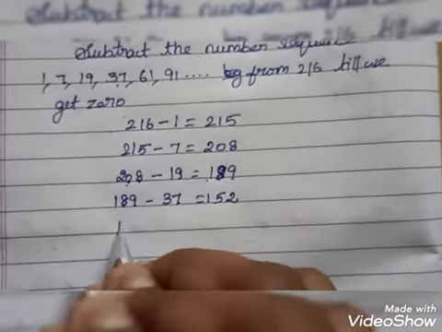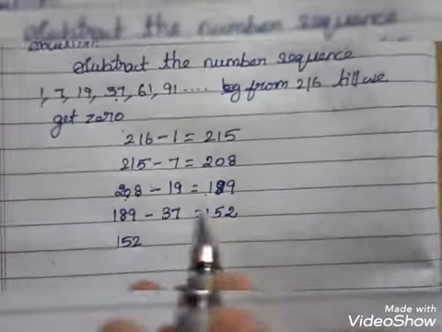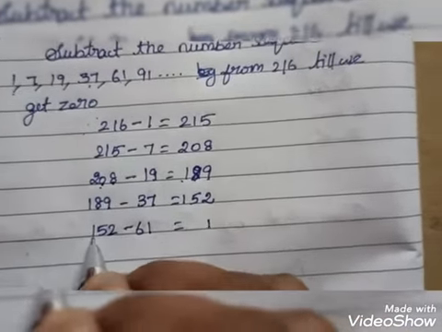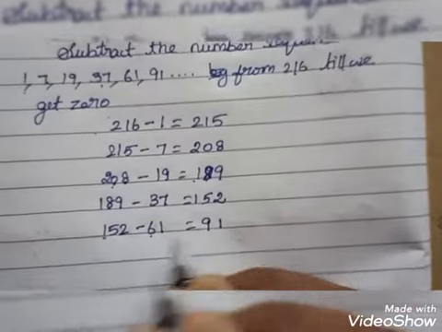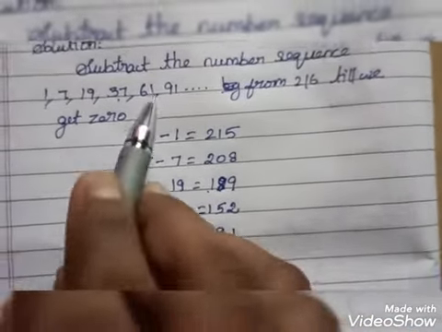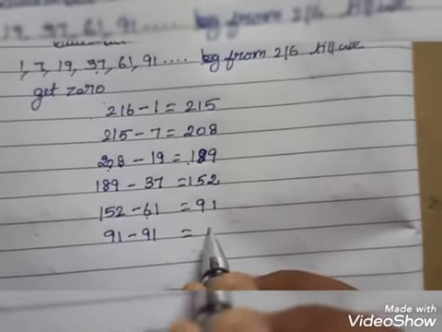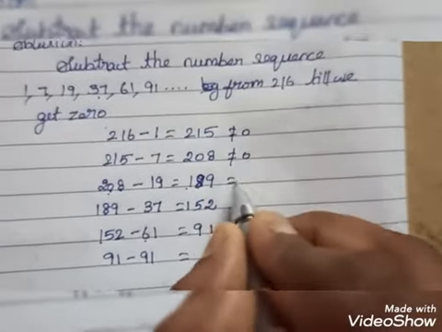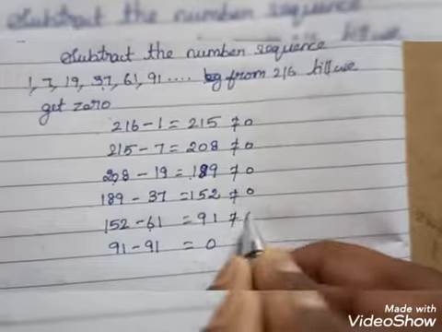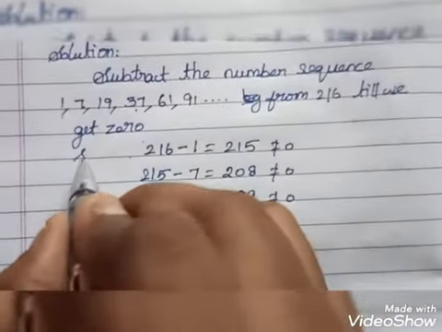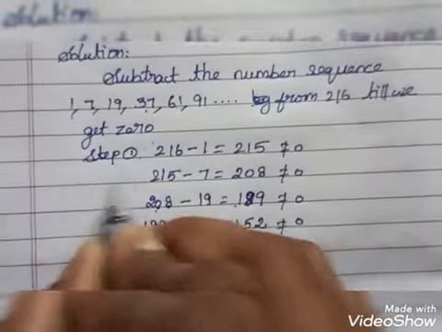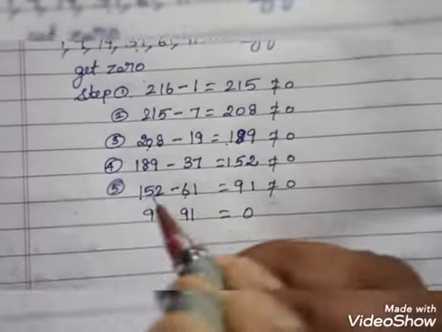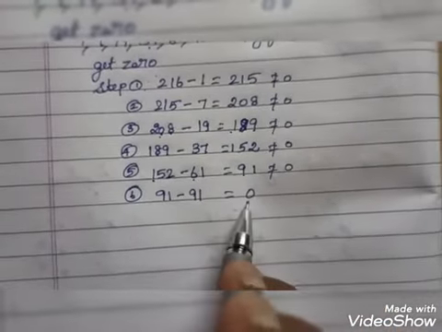Again, there is no 0. 152. The next sequence number is 61. Minus 61: 2 minus 1, 1, 15 minus 6, 9. So 91. So 91 minus the next sequence number 91 is equal to 0. So you can see this one is not equal to 0, this one not equal to 0, this one not equal to 0. This is step 1, step 2, step 3, step 4, step 5, step 6. So we get 0 at step 6.